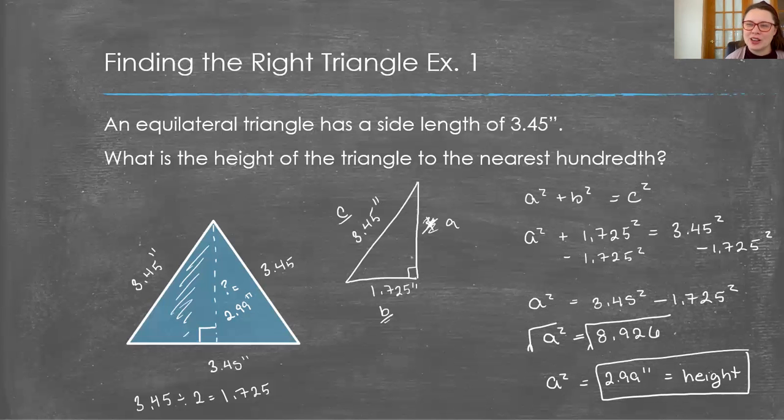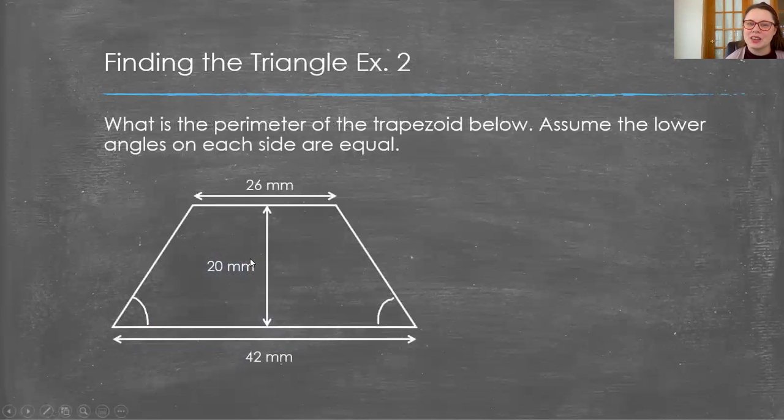This one, I think you'll have an example of an example, so you'll see exactly how to do it before you have to try it on your own. This one wants to know what's the perimeter of the trapezoid. Sometimes they'll ask you for a length of the side. There's a couple of different ways we can ask.